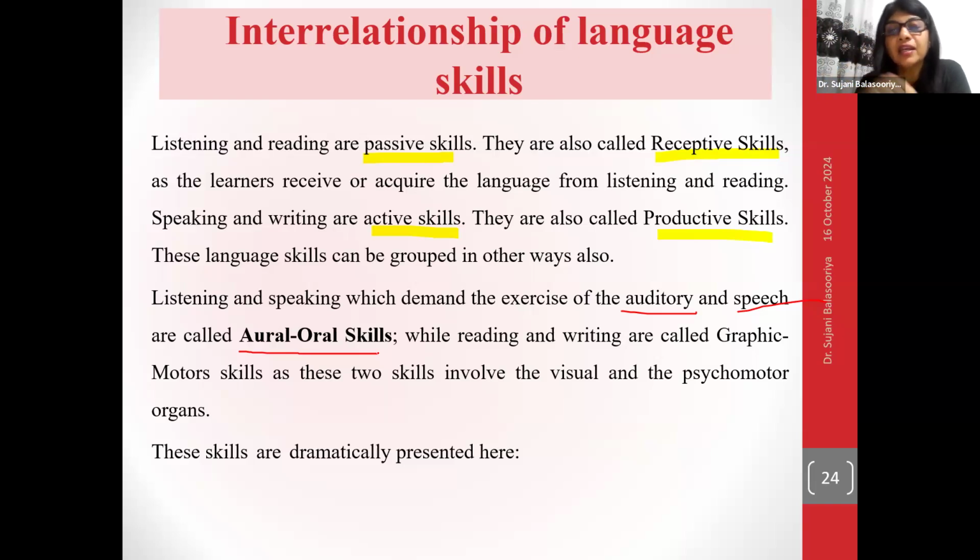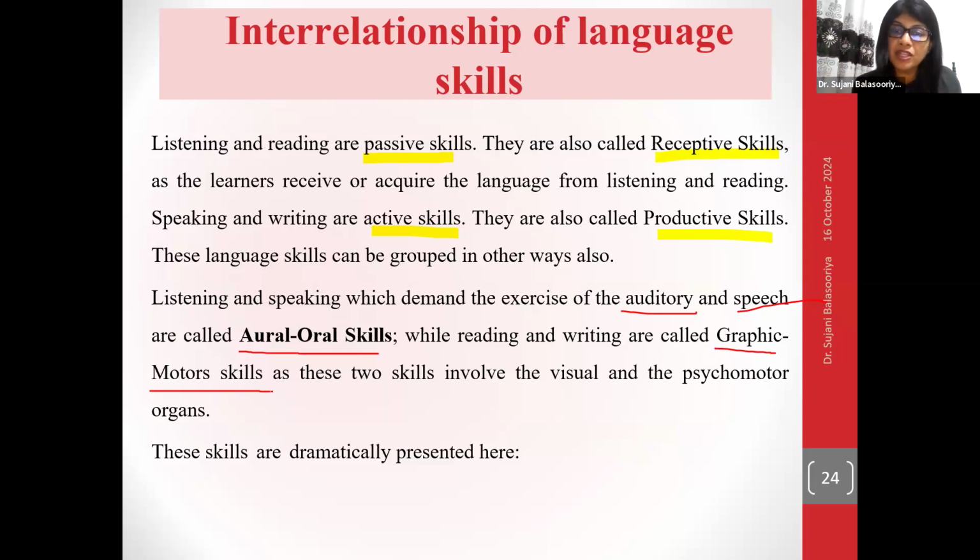Whereas reading and writing are called graphic motor skills. Okay, reading and writing, graphic motor skills. Graphic means something which we see, right? So for us to read, there should be something there. The words can exist either in oral forms or graphic forms. Oral forms means now I'm producing oral forms. I'm speaking, so you get the words in the form of sound combinations.